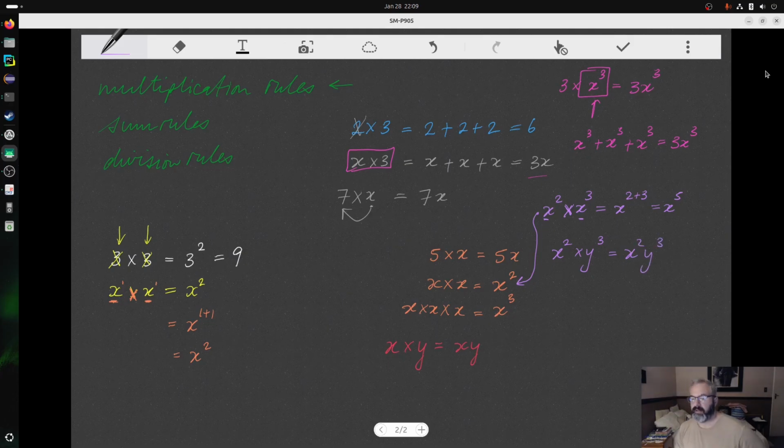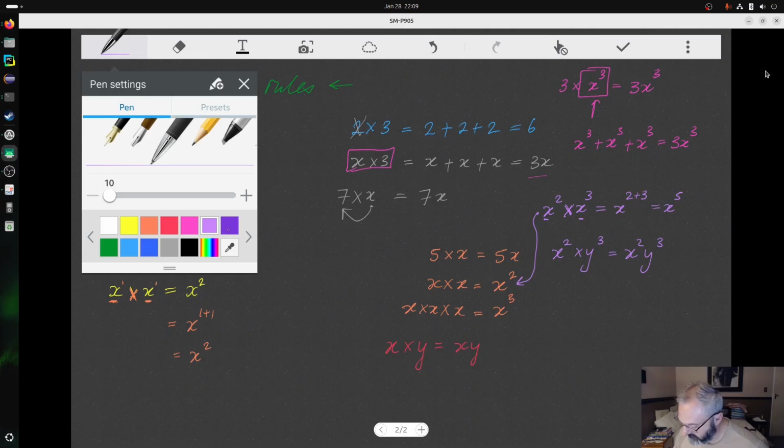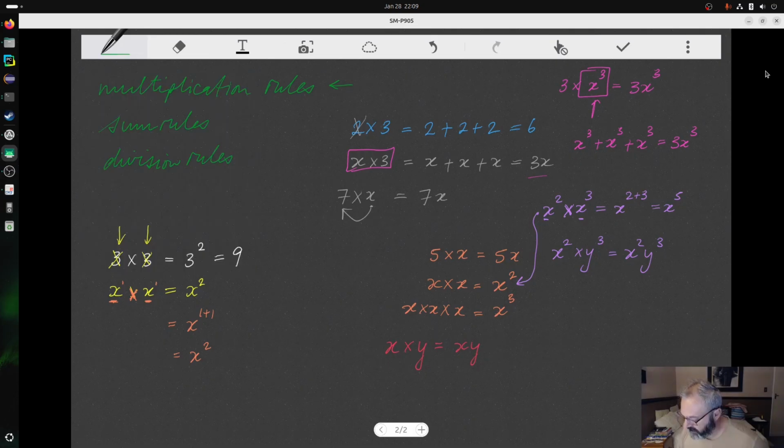And if I give it to you like that, it means x to the power of 2 times y to the power of 3. Okay, one more example, and then we'll end for today. What do I get when I have 3x squared multiplied by 6x to the power of 5? What do I get then?